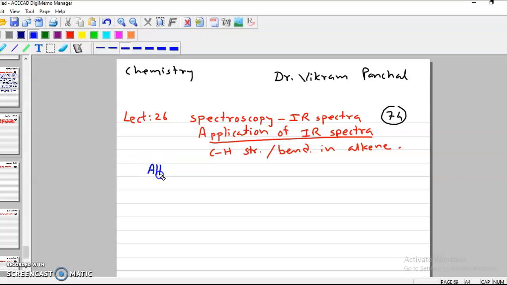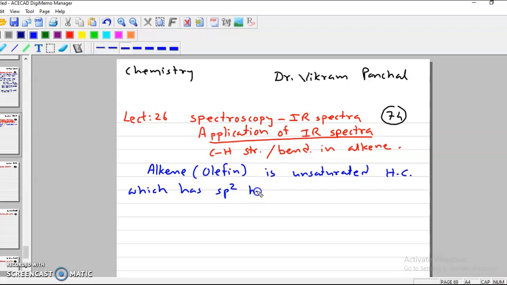Alkenes, also known as olefins, are unsaturated hydrocarbons which have sp2 hybridization of carbon involving a double bond.